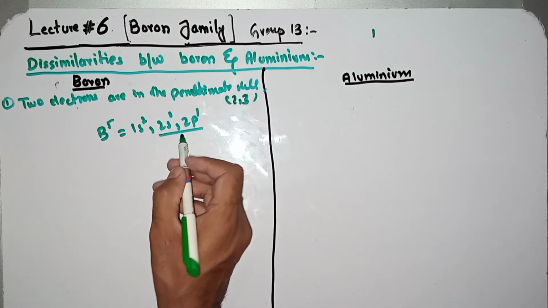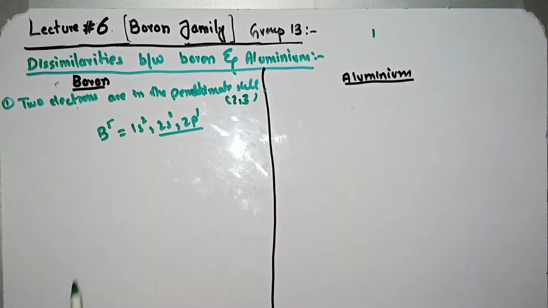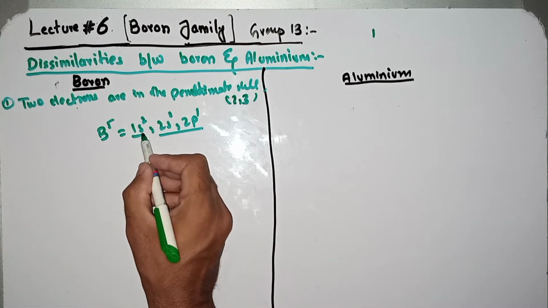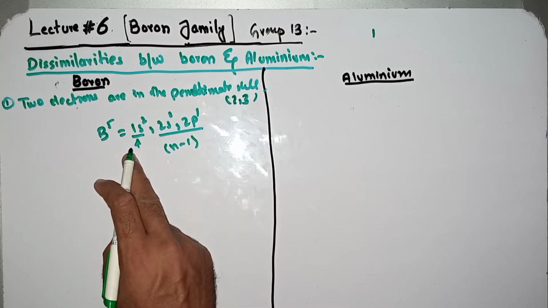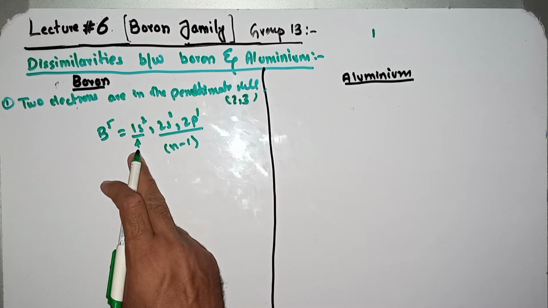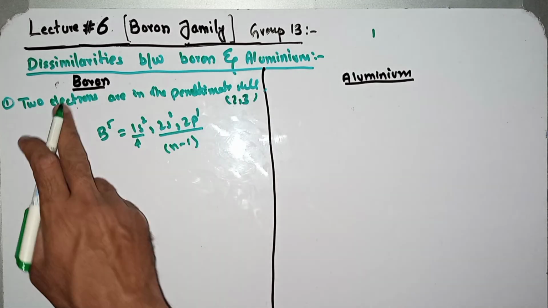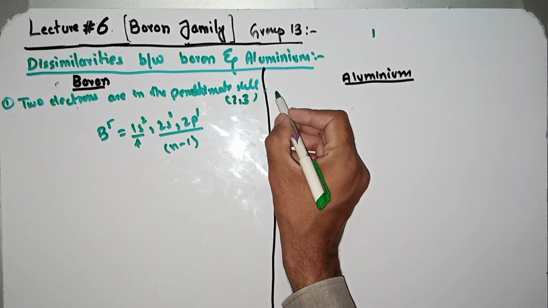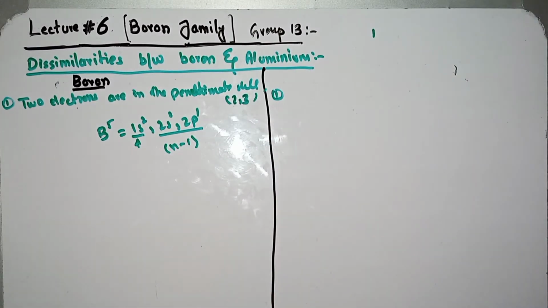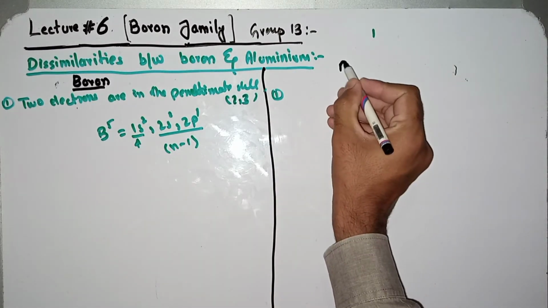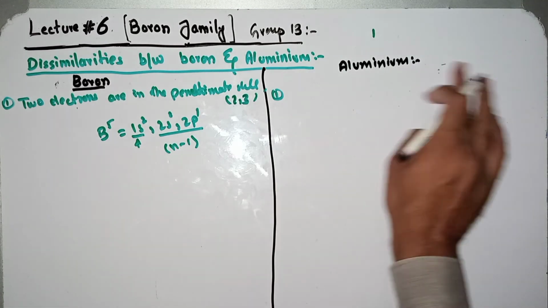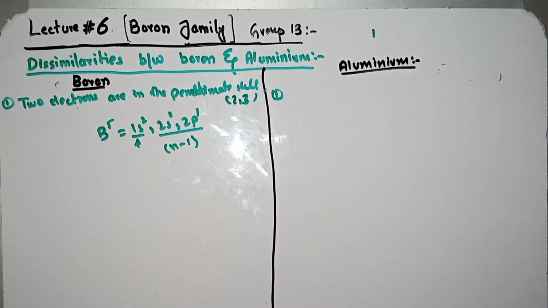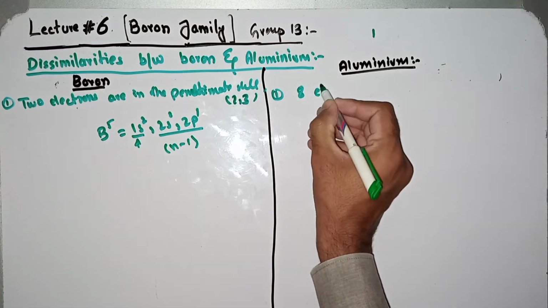This is the valence shell, and the shell below the valence shell is called the penultimate shell. That means the n-1 shell, where n is the valence shell. So in the penultimate shell there are 2 electrons in case of boron, while in case of aluminum, there are 8 electrons in the penultimate shell.